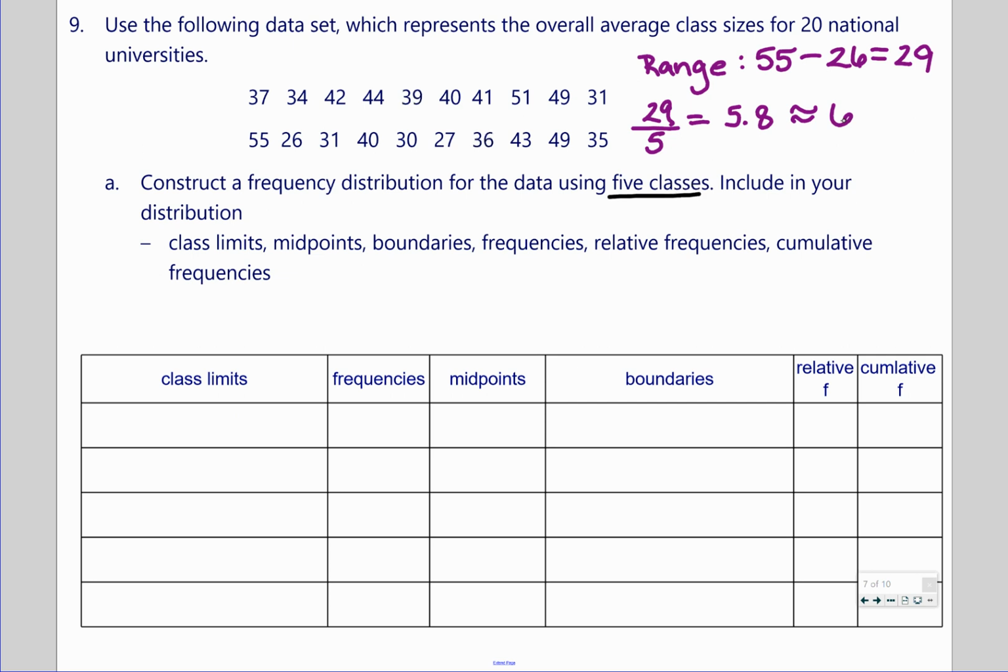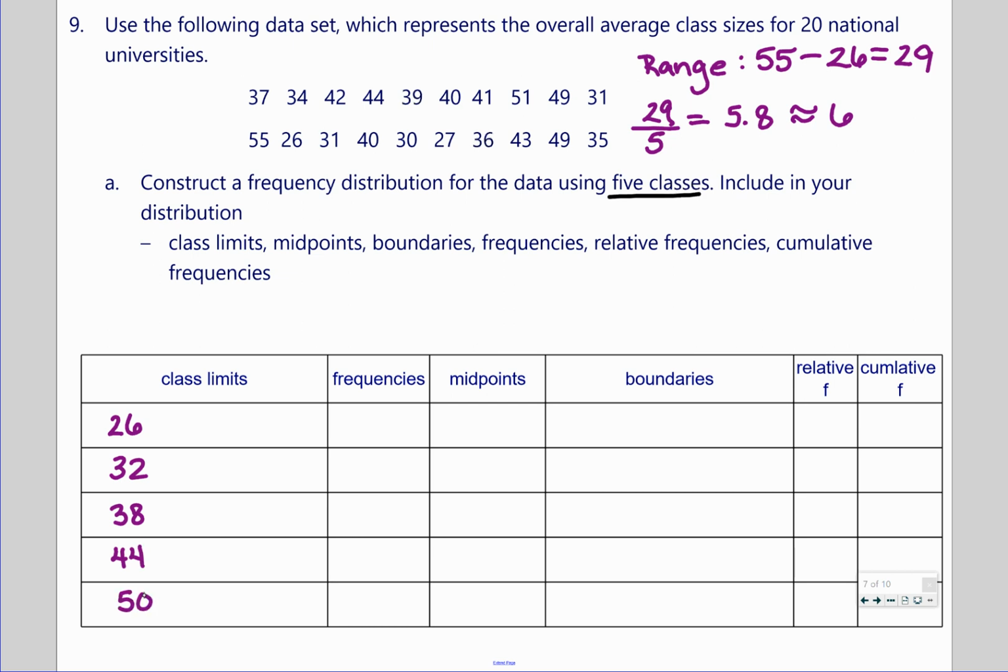Okay, so I am going to create the classes first, and then we'll tally them up here. So my lowest value that we had was 26. If you want your class width to be 6, you're going to add 6 to that over and over again, and that's going to be the start of each class. So 26 plus 6 gives me 32. That's going to be the next class. Then 38, then 44, then 50.